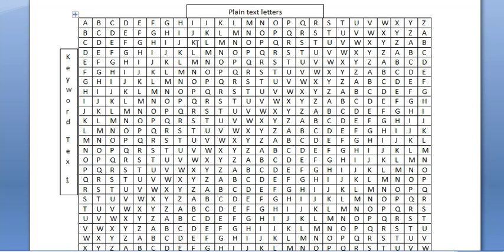Now after doing this, you need to write over here the plain text and keyword. The first row will represent your plain text and the first column will represent your keyword. Keyword and plain text will be given to you, so you have to consider this first row as your plain text and this first column as your keyword.